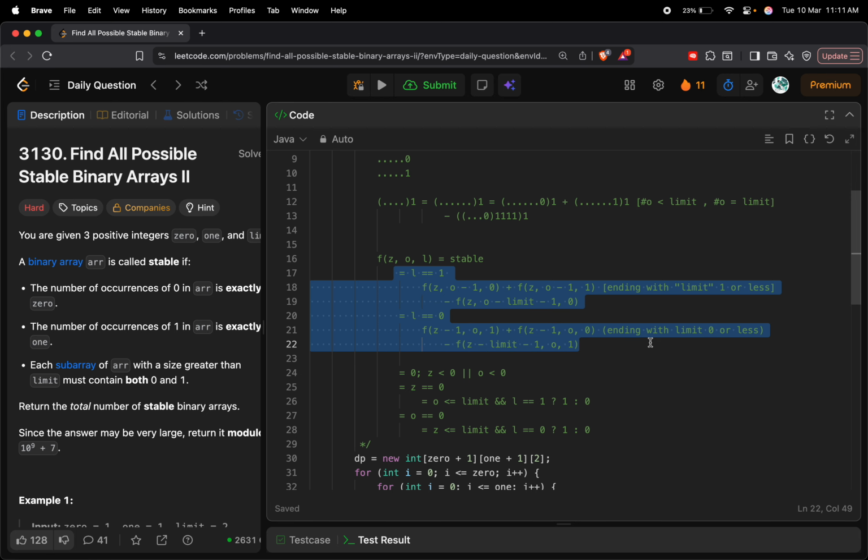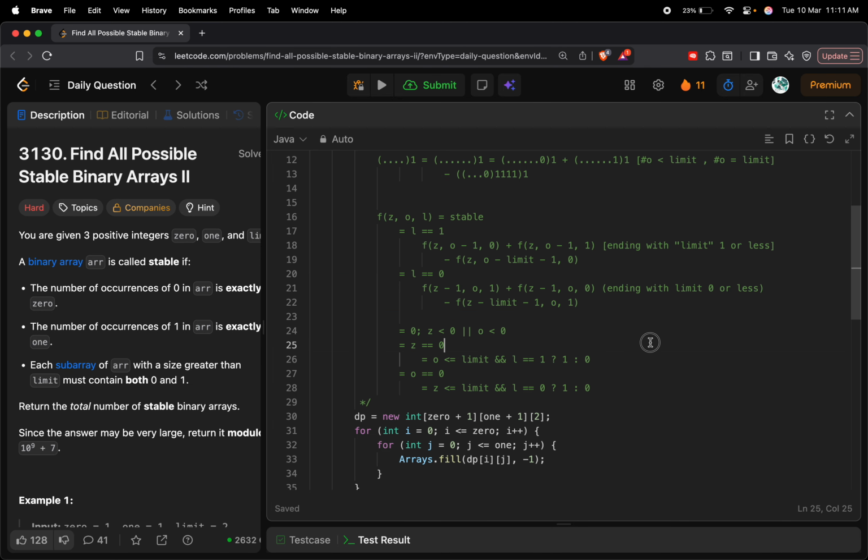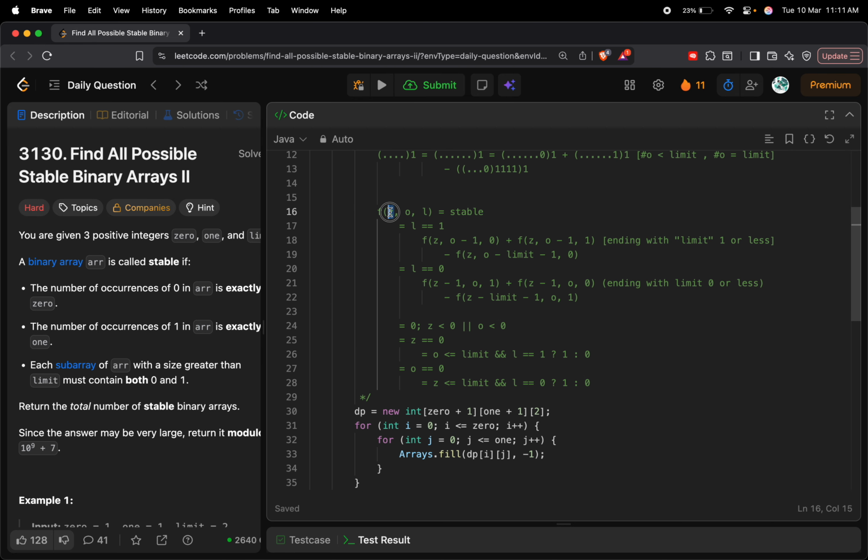Now that you have derived the recursive relation, you should also derive the base cases, right? If the number of available zeros are less than 0 or the ones are less than 0, then straight away the answer will be 0, right? If z is 0, whenever z is 0, if the available ones are less than limit, and if the last position is 1, then it can be contributed as 1.